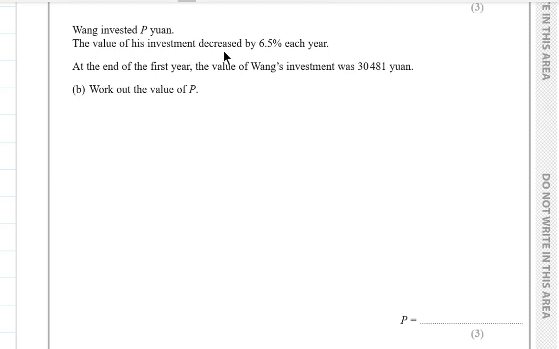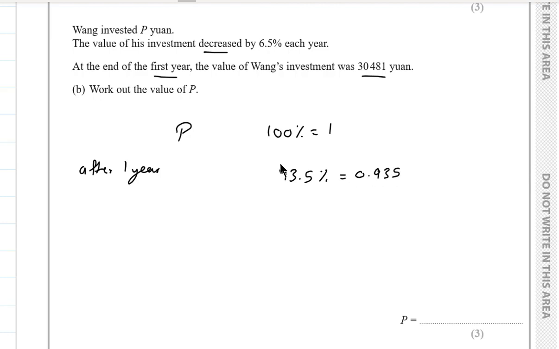Okay, Wang invested P yuan. The value of this investment decreased by 6.5% each year. At the end of the first year, the value of Wang's investment was 30,481 yuan. Work out the value of P. Okay, P here corresponds to 100%, which is 1, right? And after 1 year, this 100% is decreased by what? By 6.5%, which means that we have 93.5%, which can be written as what?